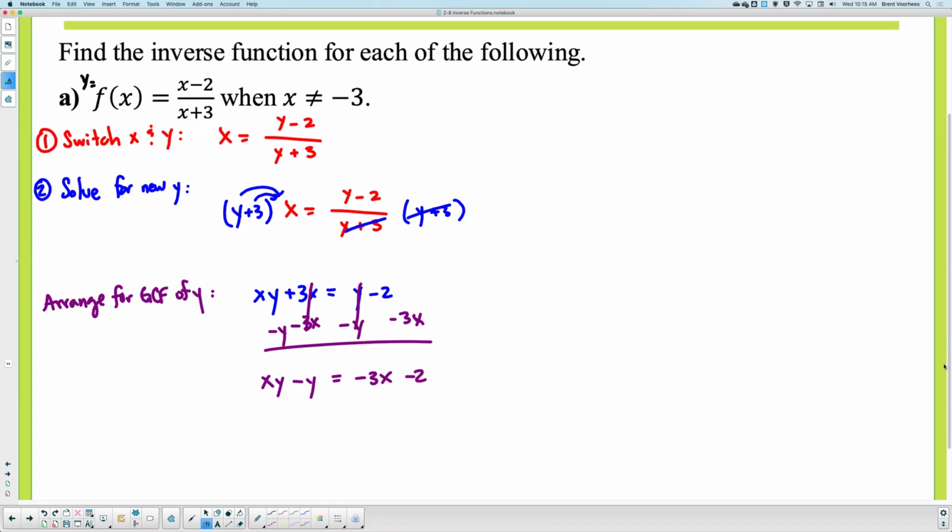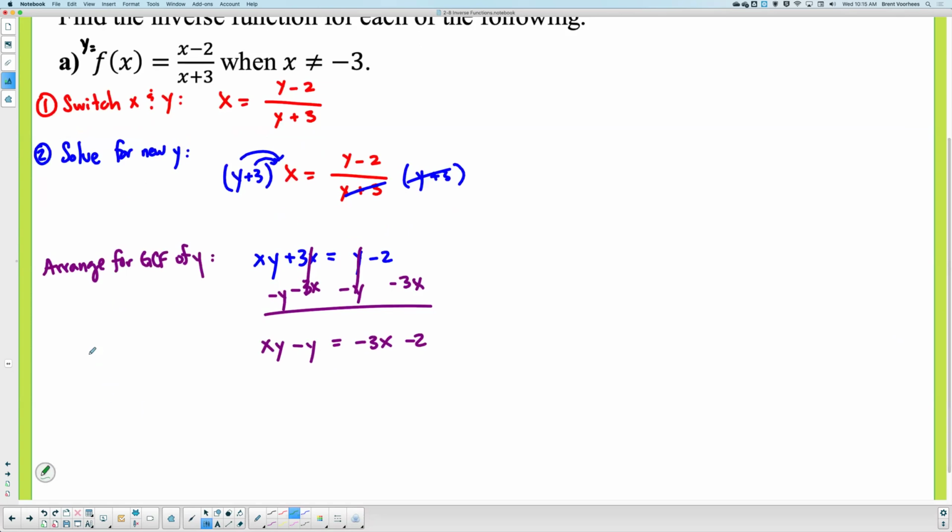So now I can do my GCF. And that's the key to a rational function when you're finding its inverse: align your y's to the same side and do a GCF. A GCF means you divide out what's common, so it's kind of like the opposite of distribution. We're going to divide both sides. What we're going to do is divide out a y. That's the idea. So I'm dividing out a y.